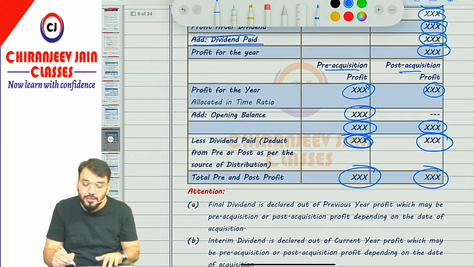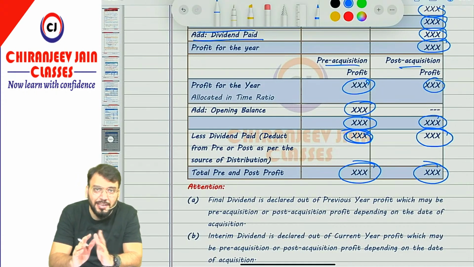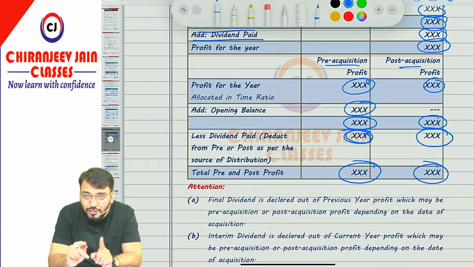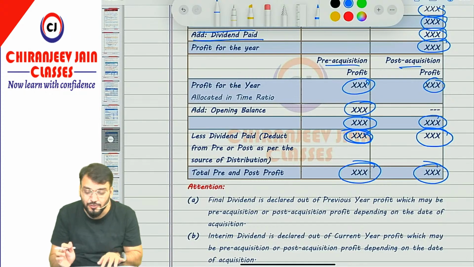Understood the point? Correct. Now, one thing we have understood: any final dividend which is paid after the date of acquisition will also be received by the parent company. Means any dividend which is declared and paid before the date of acquisition will not be received by the parent company. This point you have understood.